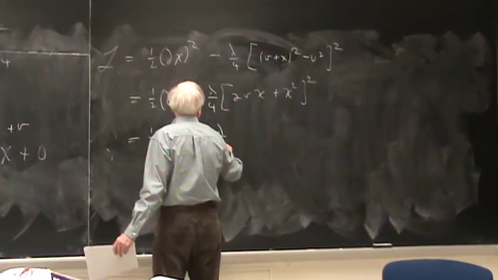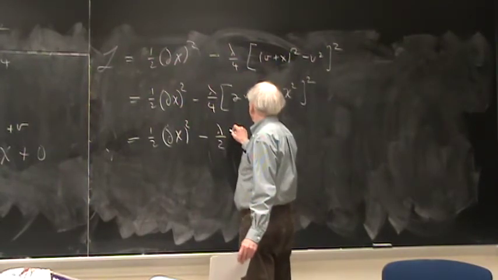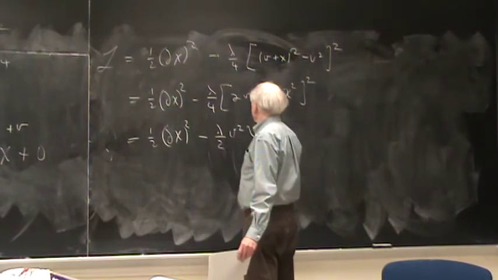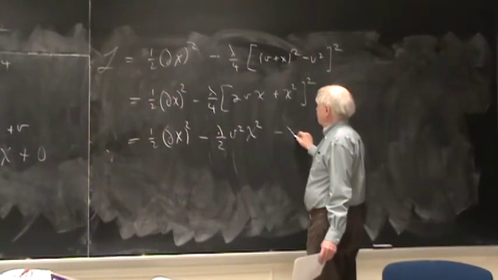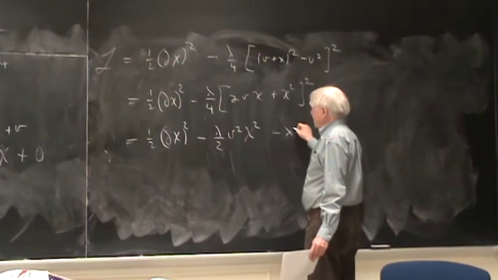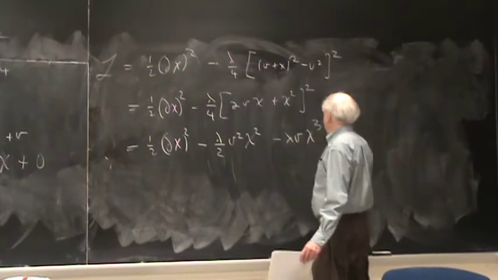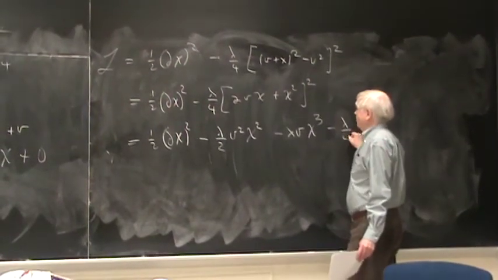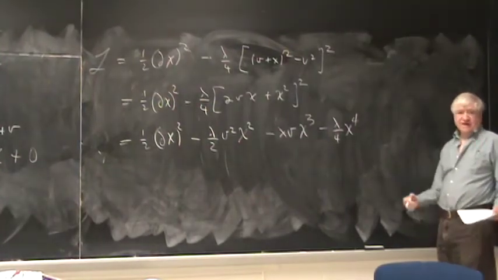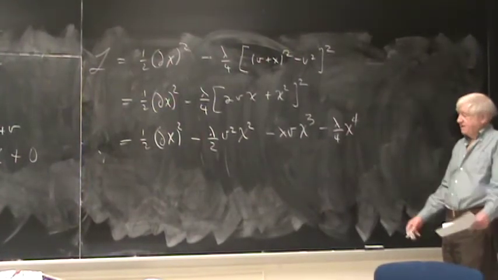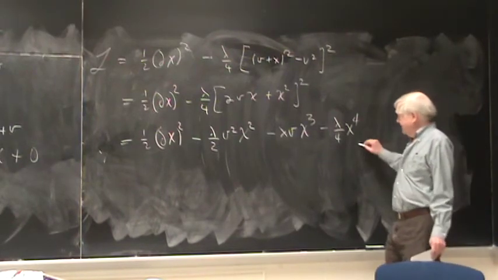minus λ over 2 v squared χ squared, and then you get minus λ v χ cubed, and then minus λ over 4 χ to the fourth. So this is what the theory looks like for the field χ. I don't really know which is the better pronunciation.